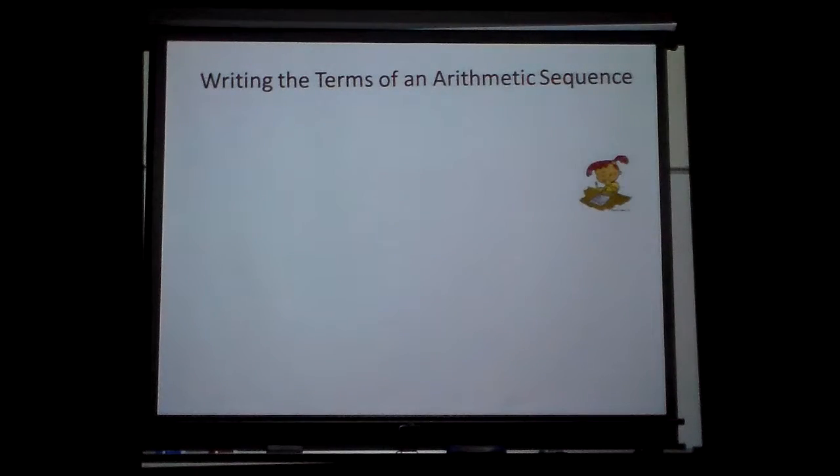Okay, now we're going to write some terms in an arithmetic sequence. She's taking a test, like a term paper there or something.